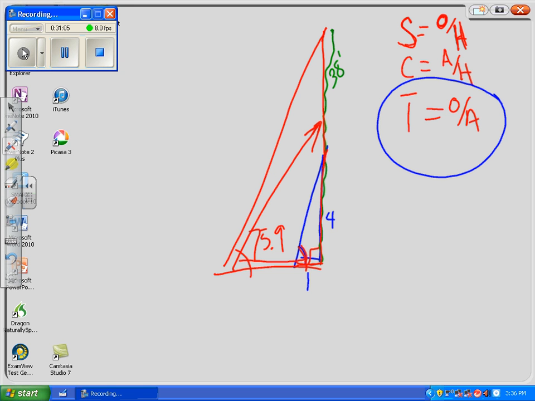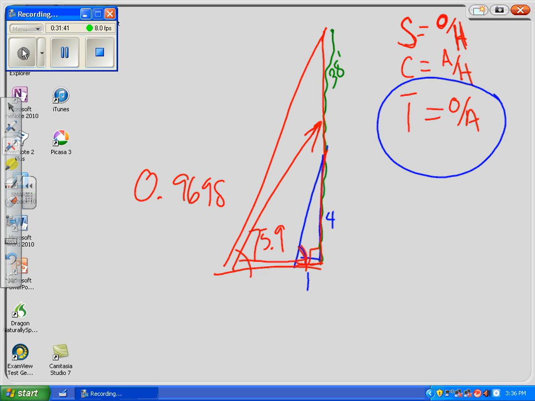Okay, now just to check and make sure, I want one volunteer to hit clear and put sine 75.9 enter. Just make sure that we did the right thing. Clear, sine 75.9 enter. Same number? Amazing. We cross-checked, right? 0.9698 and a bunch of other numbers.